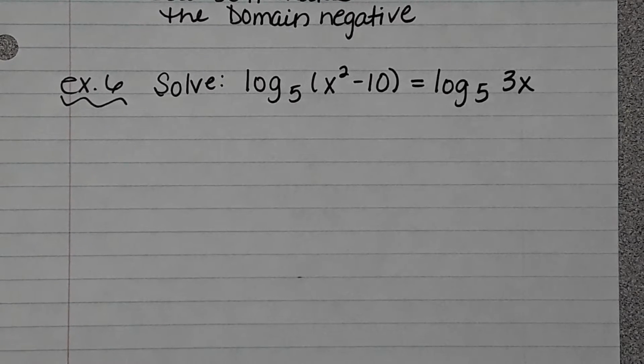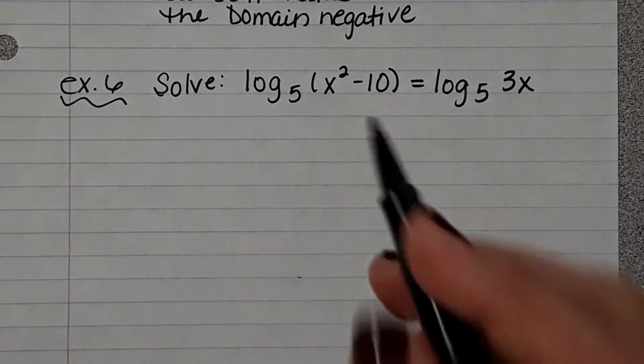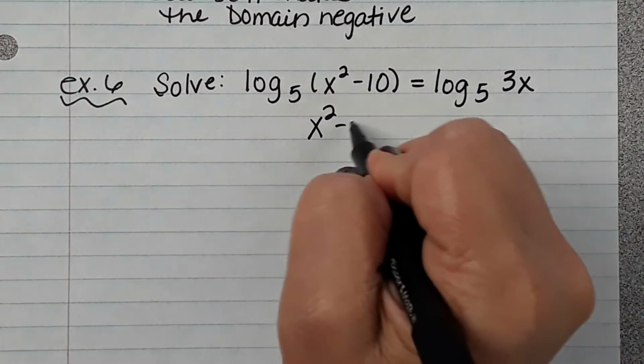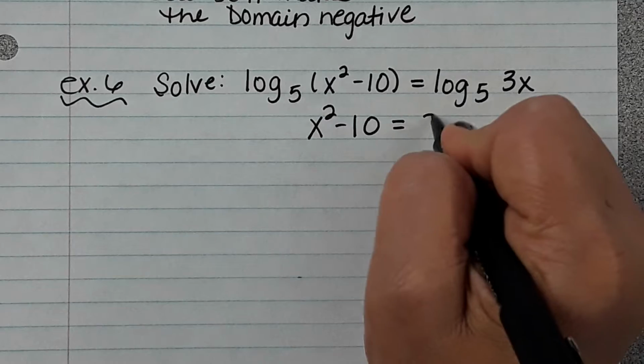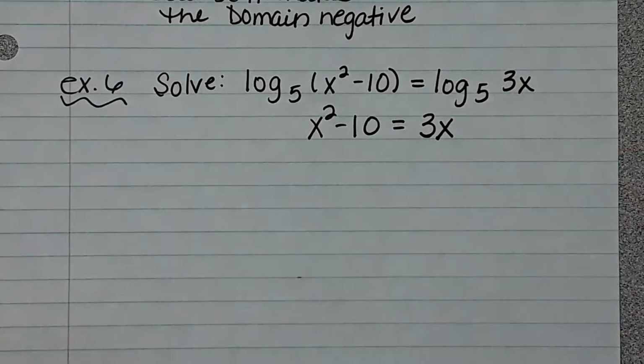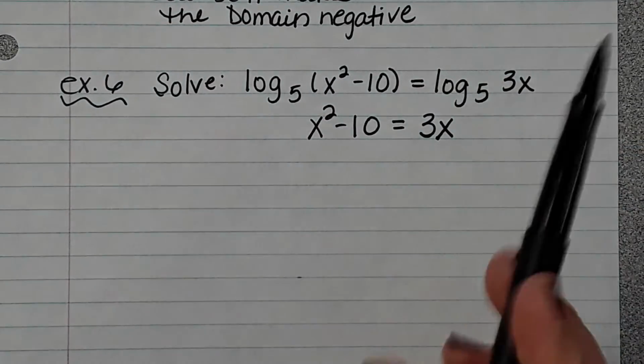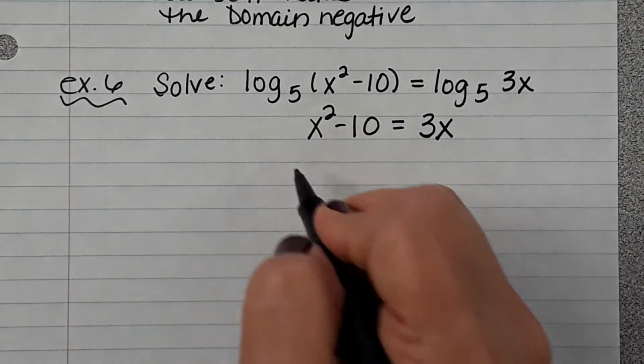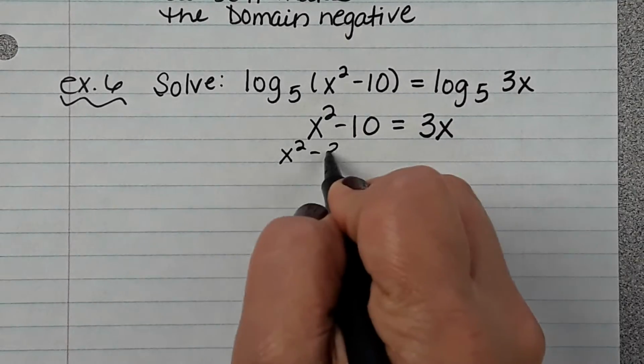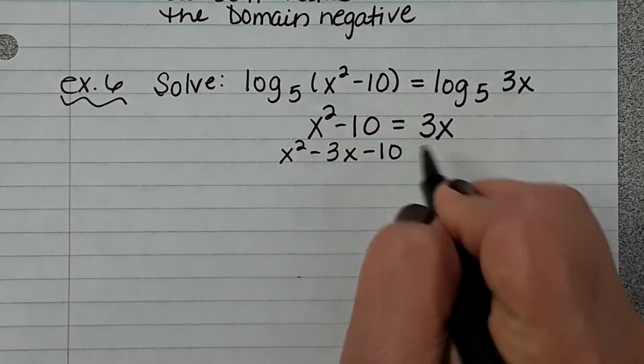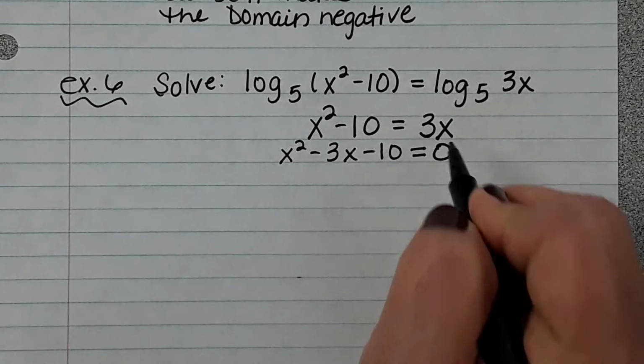What do you notice about this one? It looks kind of like the one we just did, right? Does it have log on both sides? What do you notice about the bases? They're the same. That means we can set x squared minus 10 equals 3x. We're going to move 3x to the x squared. X squared minus 3x minus 10 equals 0.